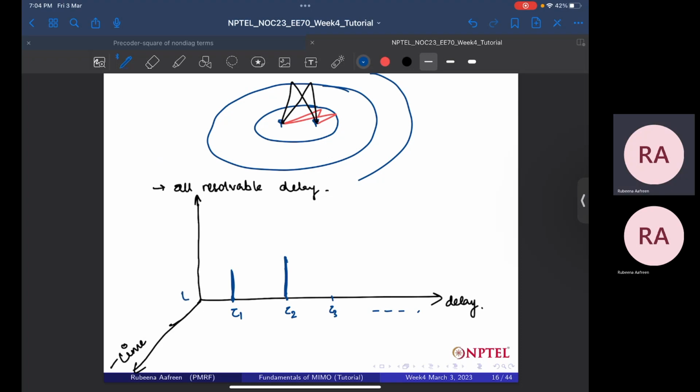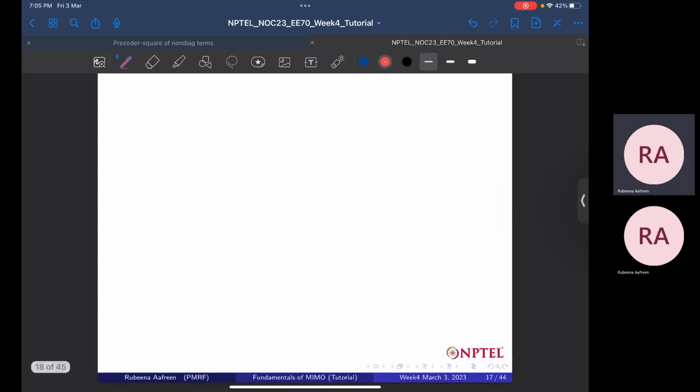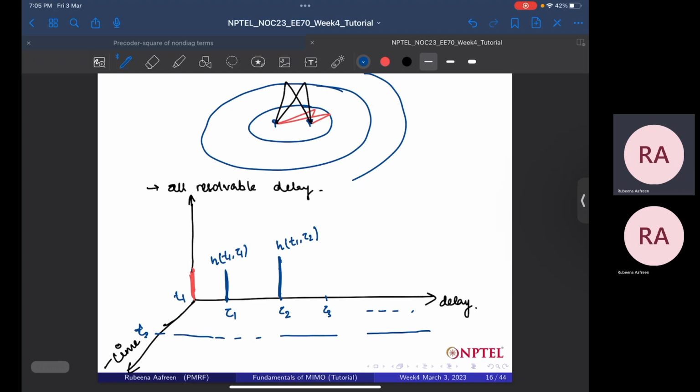And this is the time axis. If we see this as t1, then this will be h of t1 comma tau 1, h of t1 comma tau 2, likewise. And then at some other time t2, there will be a signal, and it will have multiple echoes at the different delays, right? So at any time one signal is generated. This is one impulse response, and these are the echoes of this impulse response at different delay times. So we can say that the impulse is getting spread in the time domain.